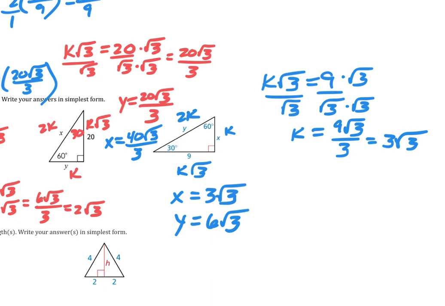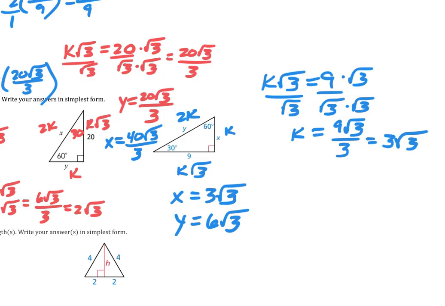Here's how we get there. We set k radical 3 equal to 9. We divide it by radical 3, multiply by radical 3 top and bottom. We simplify it, and that gives us our k value, which is the same as x. Okay? And then the hypotenuse is just double that. Okay, questions on that one?